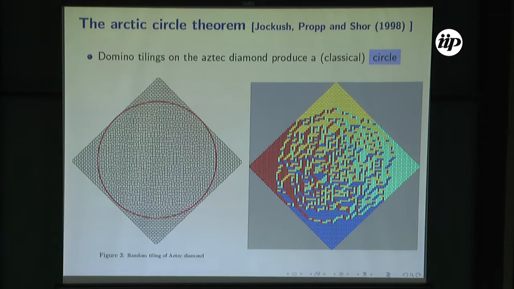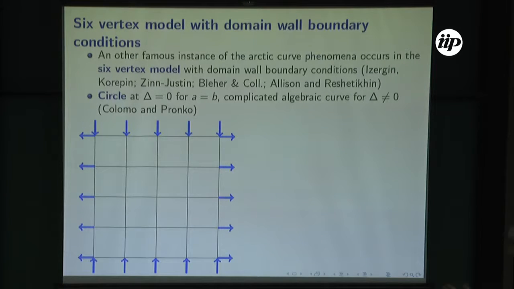Right. So another circumstance where this Arctic circle shows up is the six vertex model, and that's the thing that I will actually discuss now, with domain wall boundary conditions. The domain wall boundary conditions for the six vertex model on the square lattice were introduced long ago by Korepin. And essentially the idea is to have incoming arrows and outgoing arrows like this.